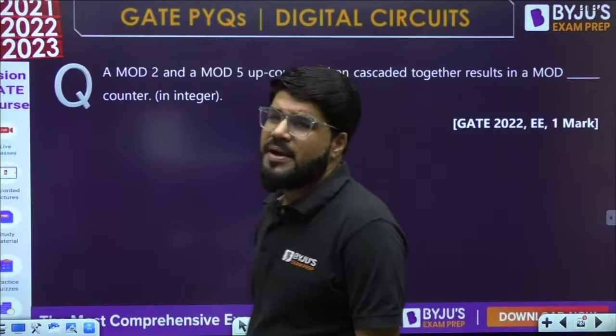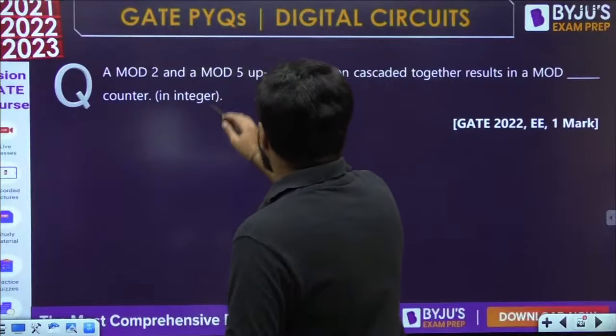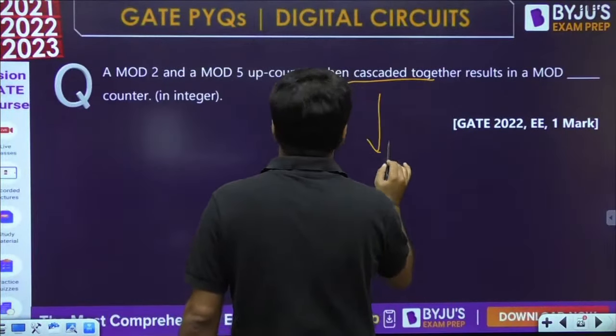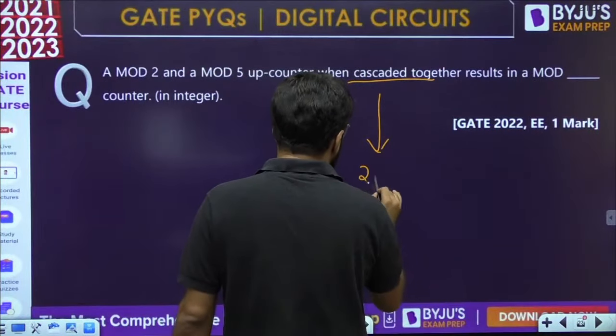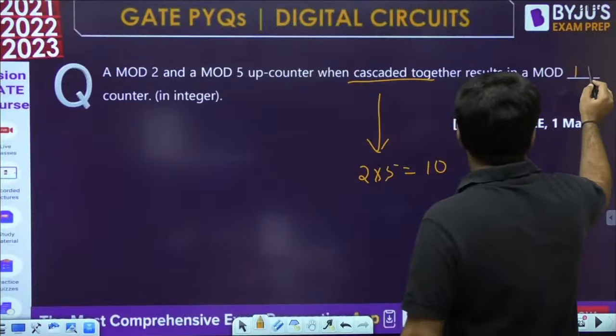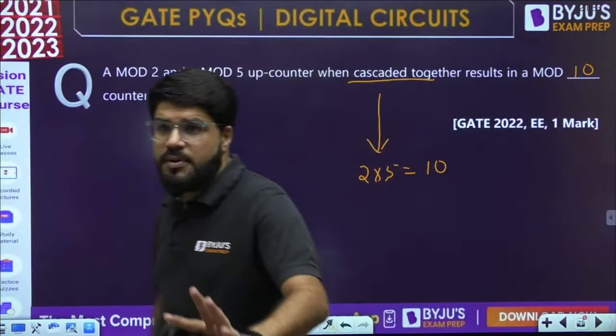2022 EE 1 mark fundamental question. Bachcho ka question hai ekdam. A mod 2 and mod 5 up counter when cascaded together results in what? Whenever counters are connected in cascade, the mod numbers are multiplied. So my answer is equal to nothing but 10. It's a mod 10 counter. Very simple. You should know this.